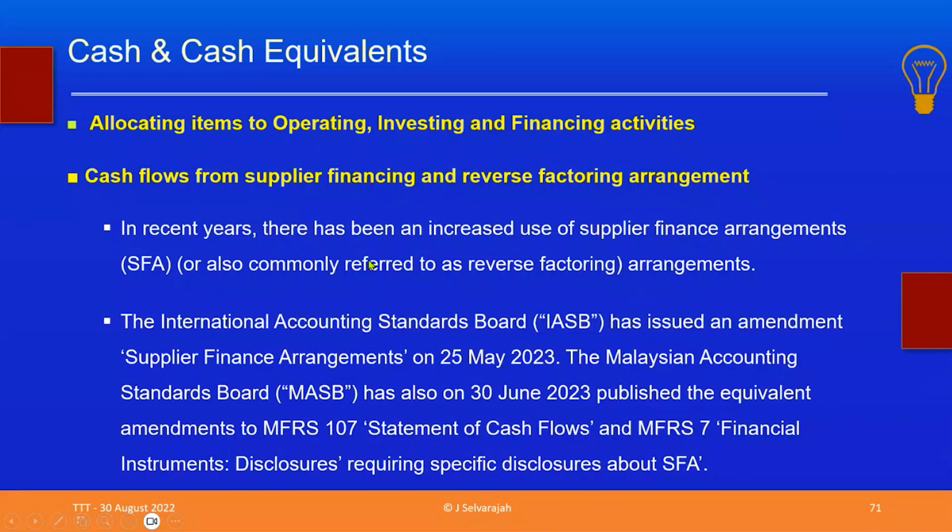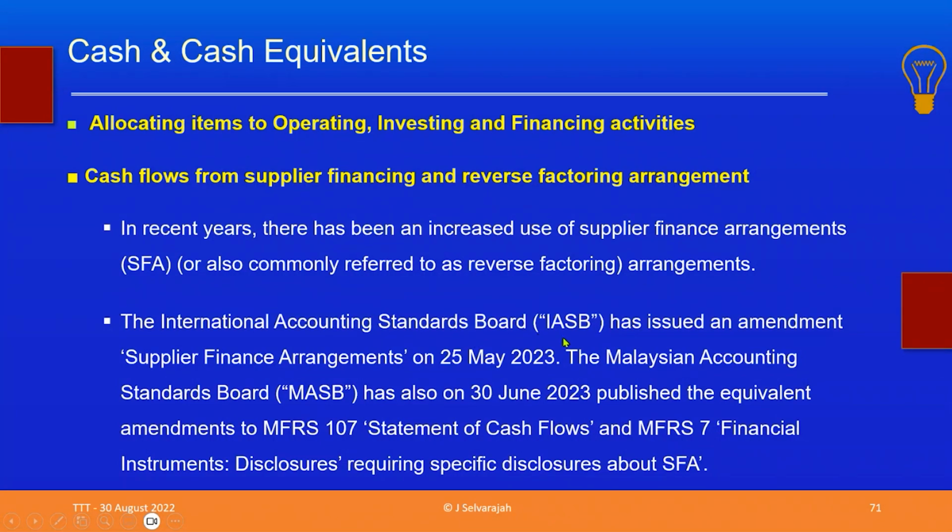But now, in recent years, there has been an increase of what they call supplier finance arrangement, in short form SFA, or commonly known as reverse factoring. All right, look at all this nowadays, the reverse factoring. That's why the financial markets can grow, because all kinds of funding exist. All right, and so this arrangement has never been done before. How do you account for it?